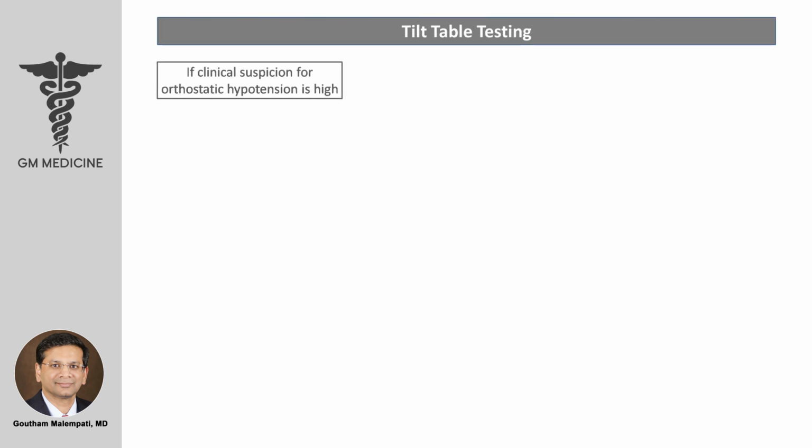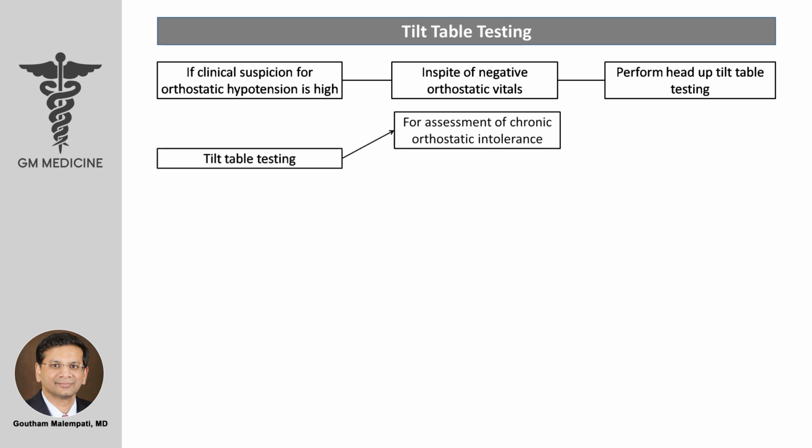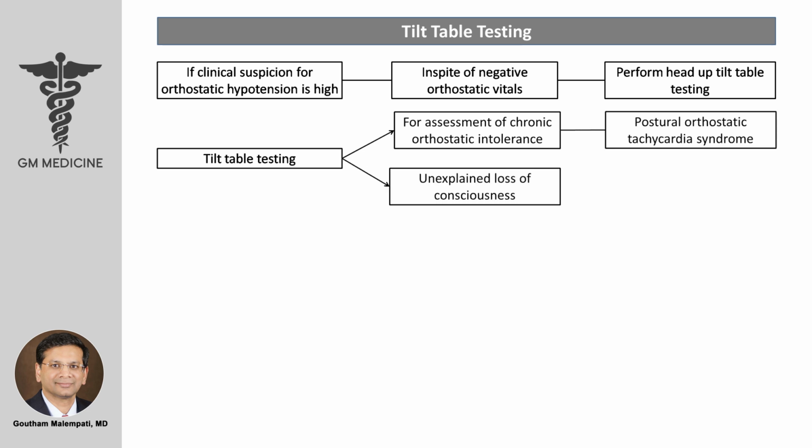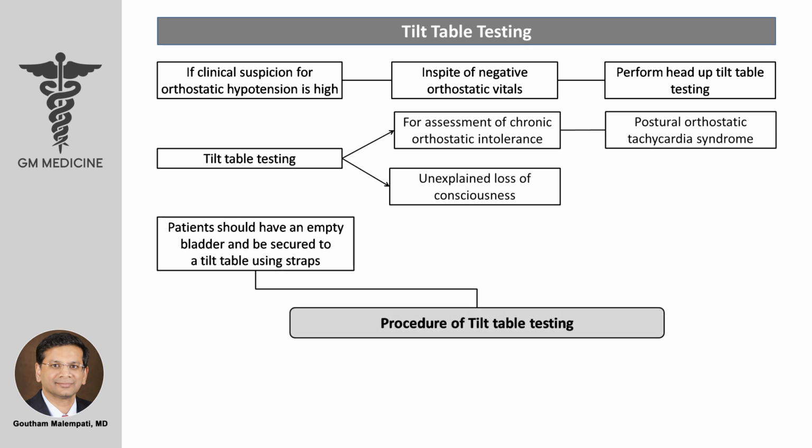If clinical suspicion for orthostatic hypotension is high, in spite of negative orthostatic vitals, one should perform head-up tilt-table testing. Tilt-table testing can also be performed for assessment of chronic orthostatic intolerance such as postural orthostatic tachycardia syndrome, and unexplained loss of consciousness. For this procedure, patients should have an empty bladder and be secured to a tilt table using straps.